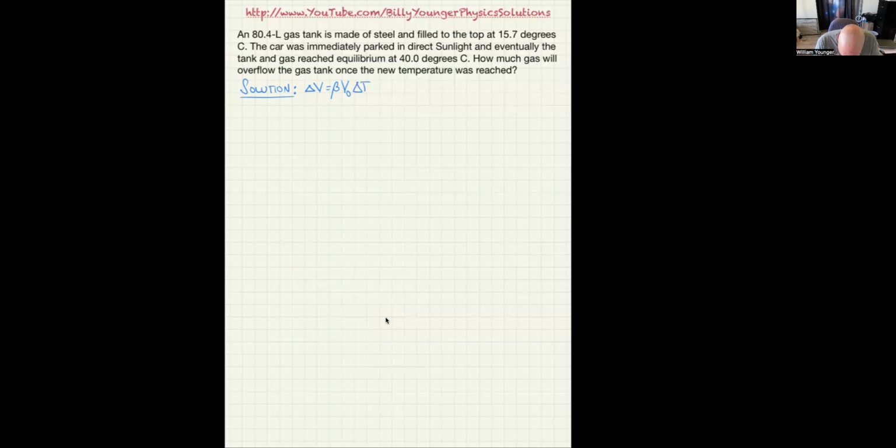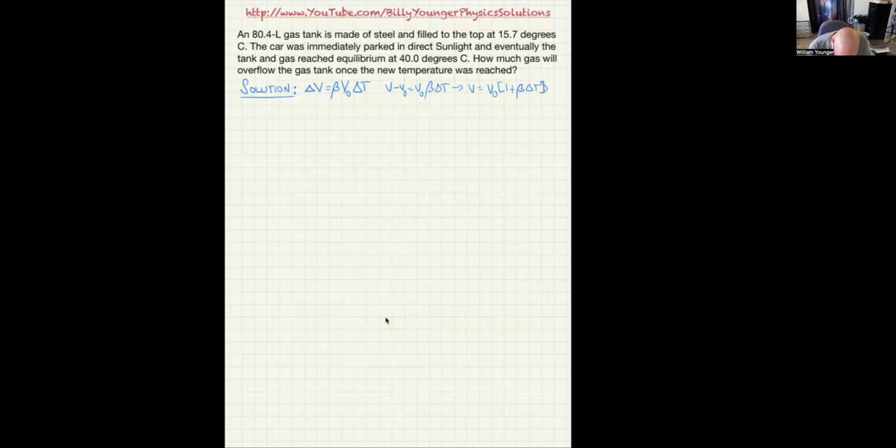Of course, the other version would be V final minus V0 is equal to V0 times beta times delta T, which you can make V equal to V0 times 1 plus beta times delta T. But that's not the version we're planning on using. We're going to use this first version, the delta V one.